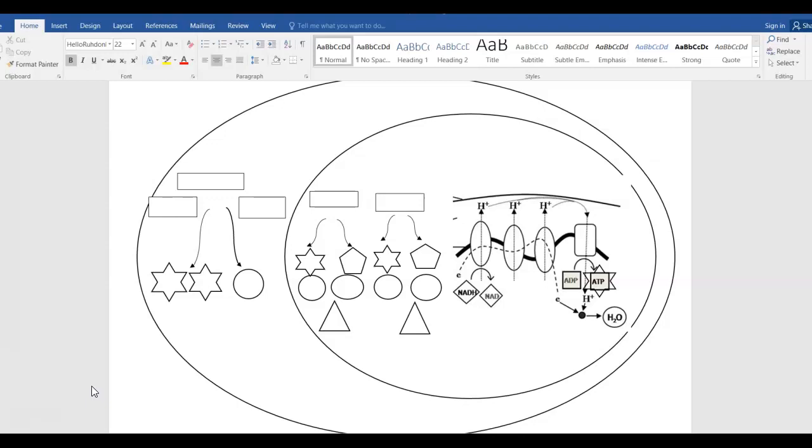It is broken down. Okay, it's split in half, and 2 molecules are made. Each of those molecules has 3 carbons. Okay, which makes sense because this guy's got 6 carbons. So this guy is going to break down and is going to produce 2 molecules, each with 3 carbons. And each of these are called pyruvate.